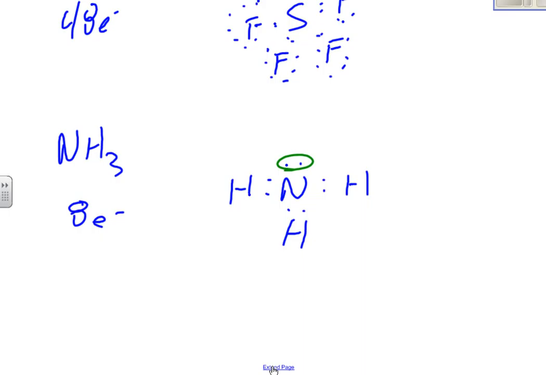When we're actually going to figure out the shape of this, that lone pair is going to be really important. So with dot structures, it doesn't really matter too much. But we're not going to stop here. This is kind of like a midway point, and then we're going to go on. So it will be important later to highlight and know that that's there. All right. Any questions on that? Good.